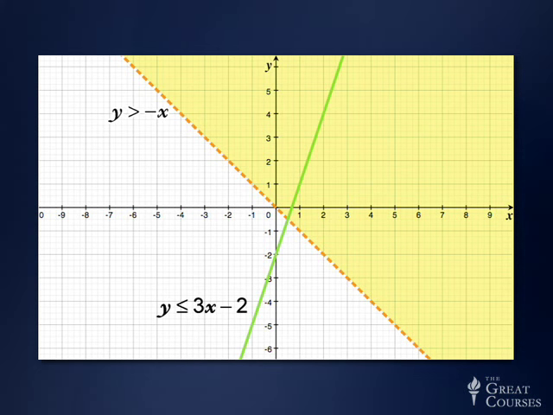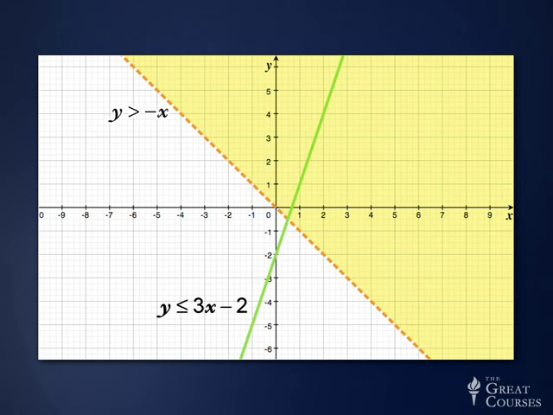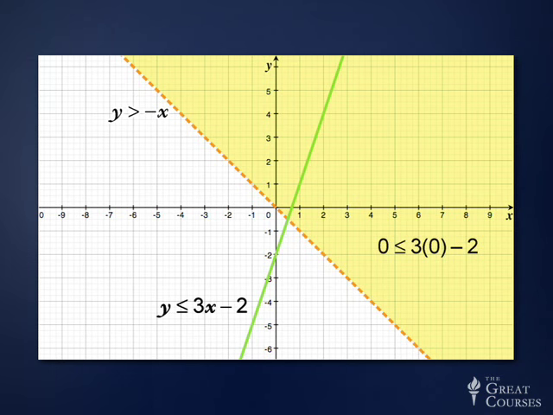Okay, now I've drawn my line, and I've drawn it as a solid line in this case, and now I need to see which region I should shade. And now my good friend, the origin, is something I can plug in, and I can check to see if the origin is in the solution set for this inequality. So let's try it. I'm going to plug in y equals 0, and I'm going to plug in x equals 0. And when I do that, I'll have 0 is less than or equal to 3 times 0 minus 2.